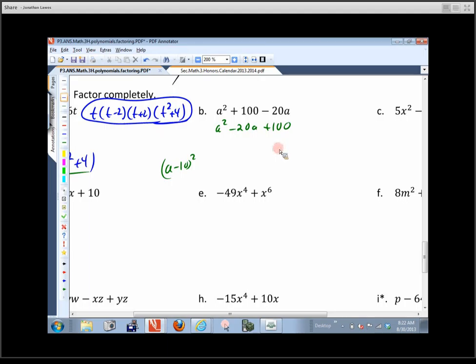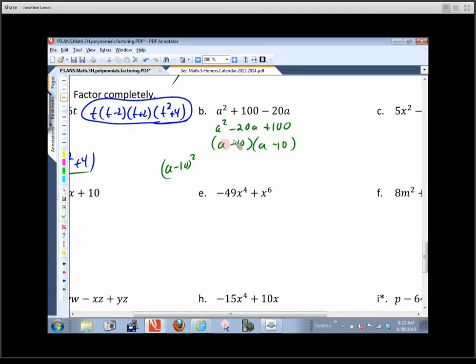You could do this thinking of this as an easy trinomial. So I could say this. I need an a here and an a here. And I need numbers that multiply to be positive 100 that combine to be negative 20. Miranda, what would those numbers be? Negative 10 and negative 10.